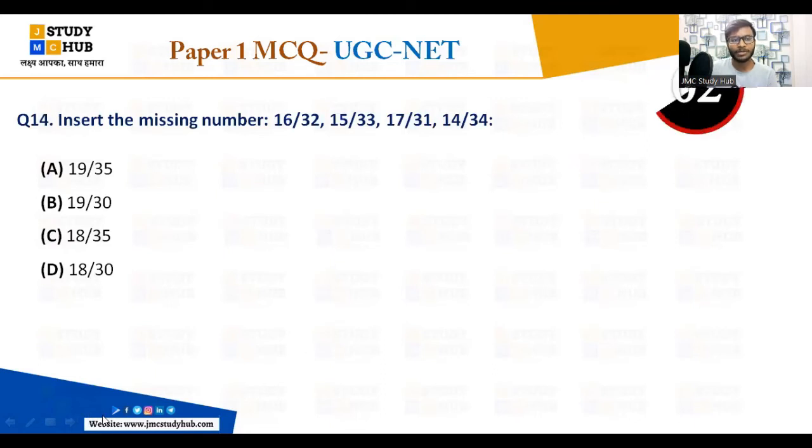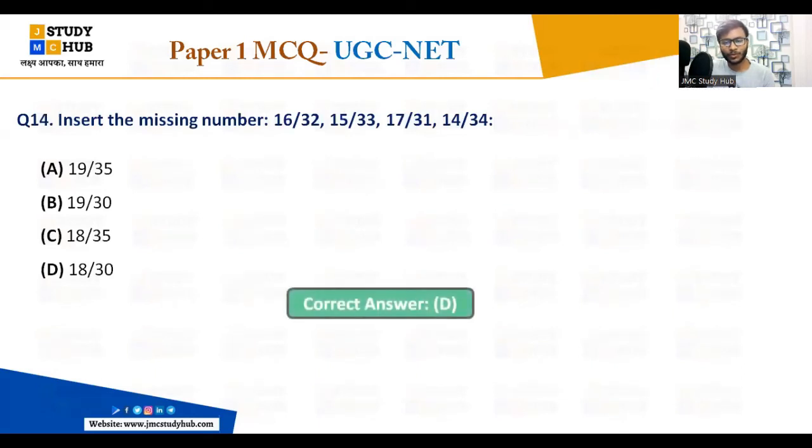Here it is. So I insert the missing numbers, what will be the right answer? Everybody answers. Yes, that is D. Everybody is right. So how will it be D? How will it be D? Just I am solving it here.